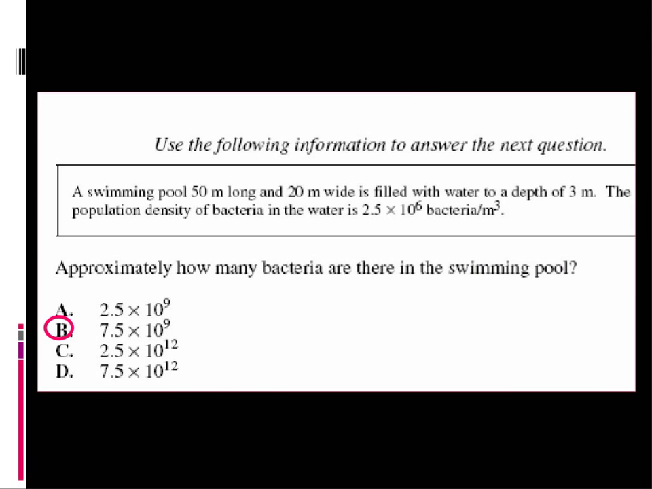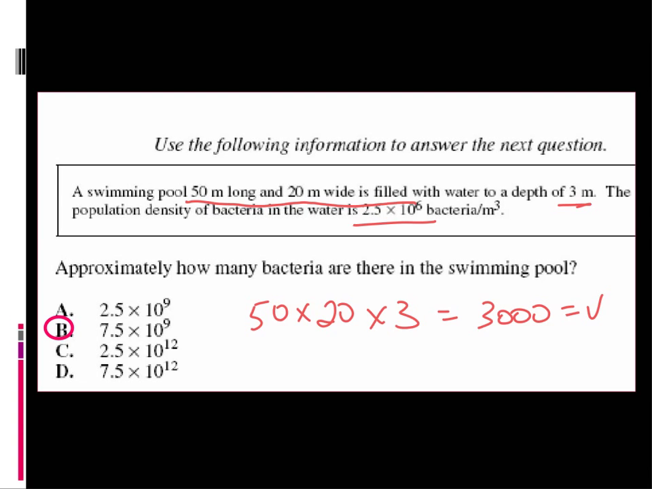So just to give you another diploma type example question here: a swimming pool is 50 meters long, 20 meters wide. Okay, it's filled to a depth of water of 3 meters. The population density of the bacteria is 2.5 times 10 to the 6. So what do we need to do? Well, first we need to figure out what our volume is. We take 50 times 20 times 3, which is going to equal 3,000. So that is our volume.